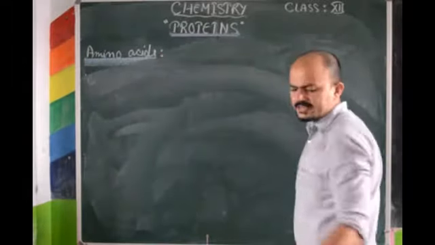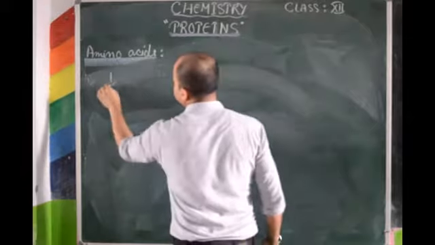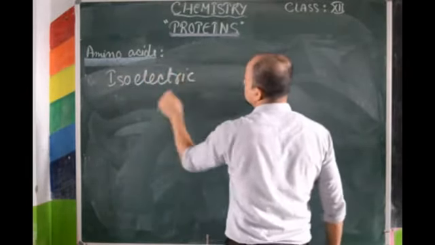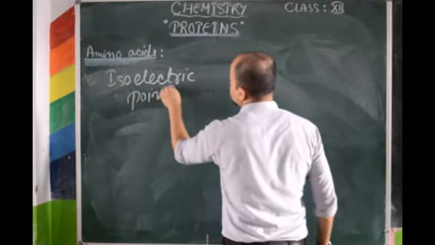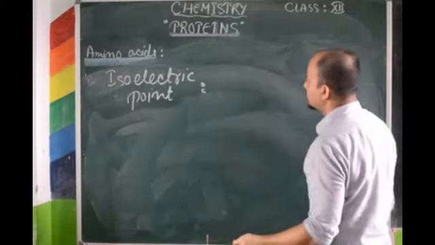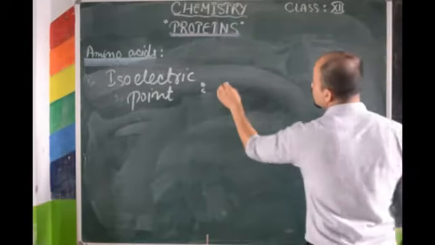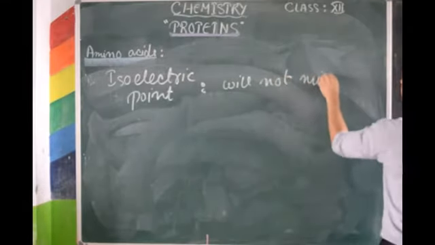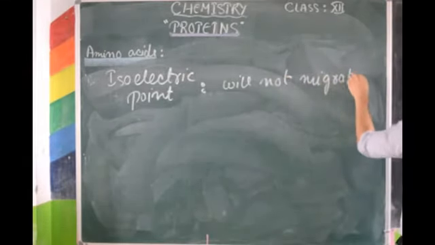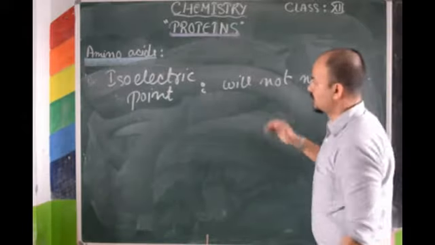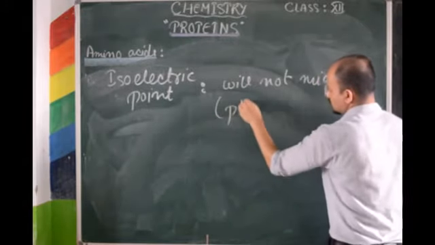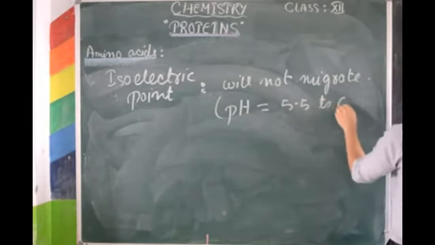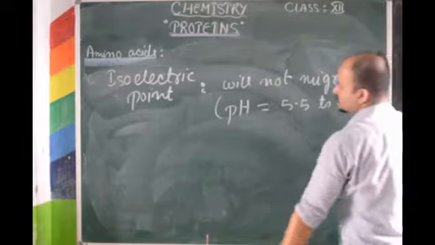At the pH of the isoelectric point, the zwitterionic form of the amino acid will not migrate to either electrode, and the pH range for a neutral amino acid is 5.5 to 6.3. So you have to remember this value.